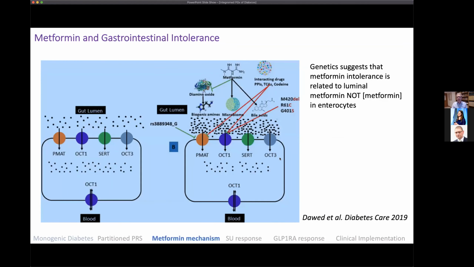And what our genetic studies show is that the reduced transport from the lumen into the enterocytes results in increased metformin exposure within the lumen, and that's probably responsible for the side effects that patients get. Now, why that is, we don't know. It may be that the increased metformin is altering serotonin uptake and increasing serotonin exposure in the gut. It might, of course, be altering the microbiome, and there's quite a lot of data now on metformin and the microbiome. There could be other effects.